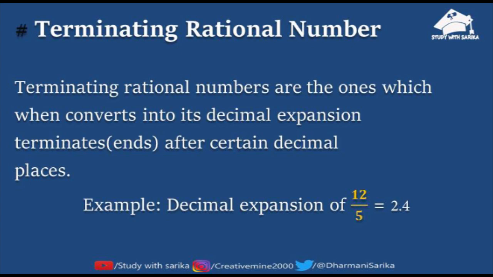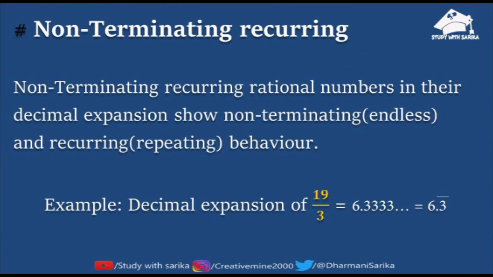So let's see the next type of rational number. The second kind is the non-terminating recurring kind. Non-terminating recurring rational numbers in their decimal expansion show non-terminating, which is endless, and recurring, which is repeating behavior.